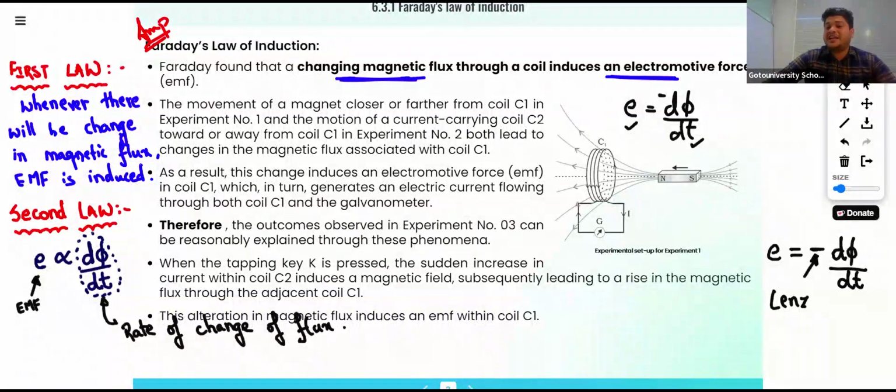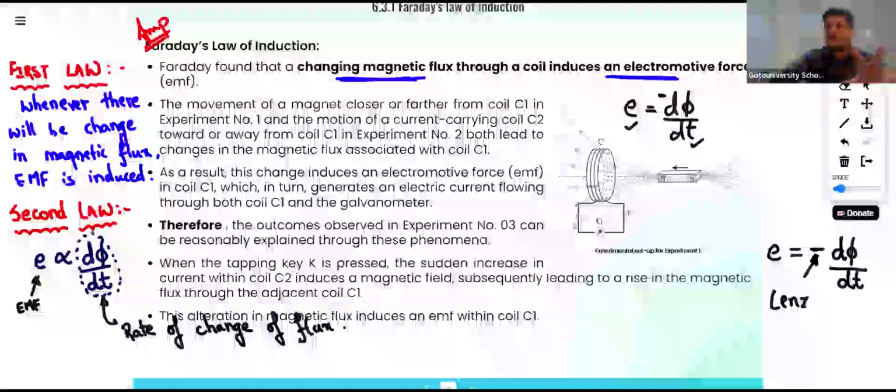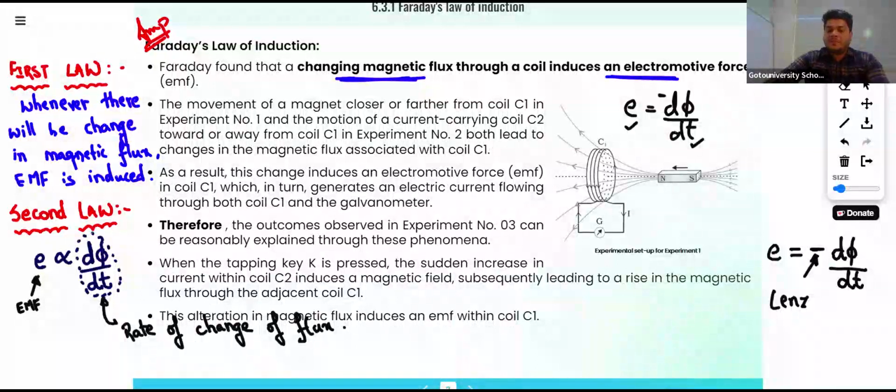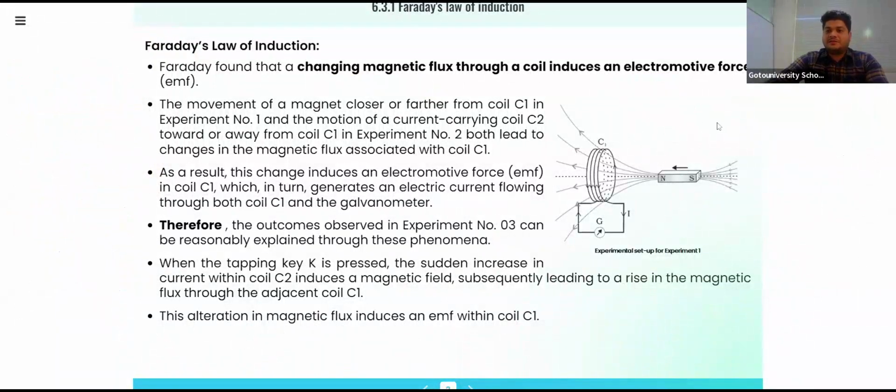And what does this negative sign indicate? It indicates the opposite direction of the induced EMF and the change in flux. That will be explained in Lenz's law. Okay?